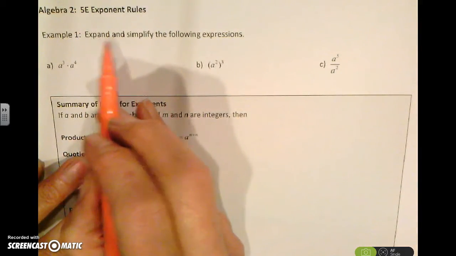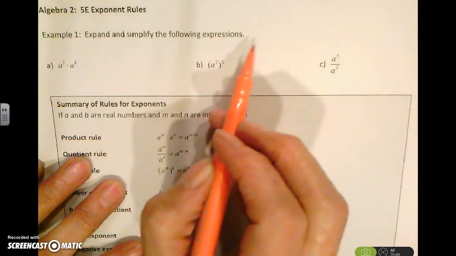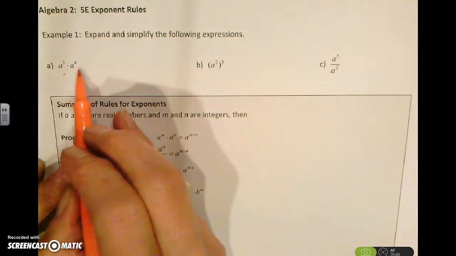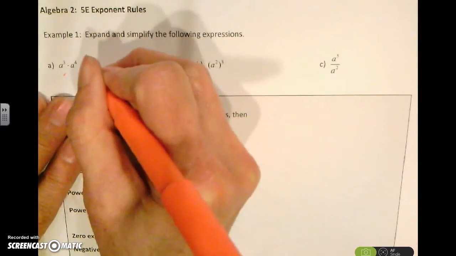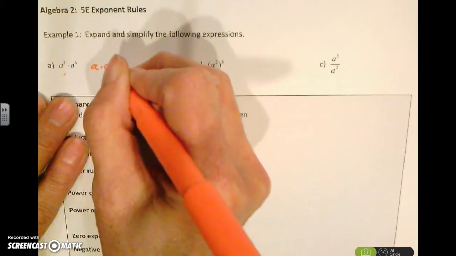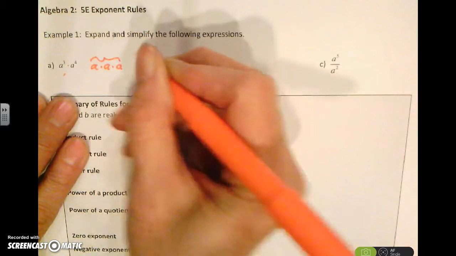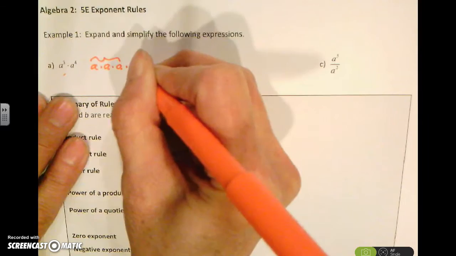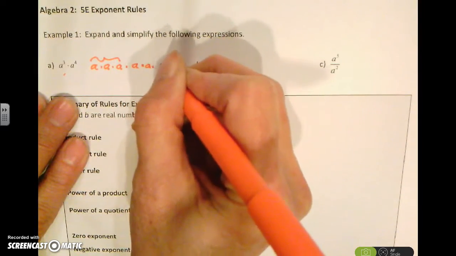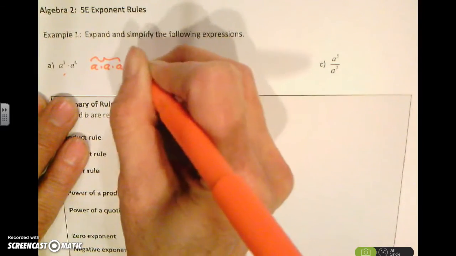In example 1, we're going to expand and simplify the following expressions. So I have a to the third times a to the fourth. So a to the third would be represented by a times a times a. So there's my a to the third. And then times a to the fourth. So a times a times a times a.